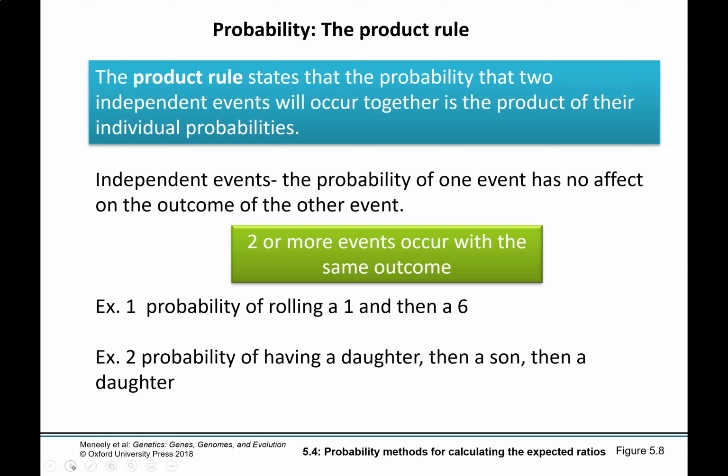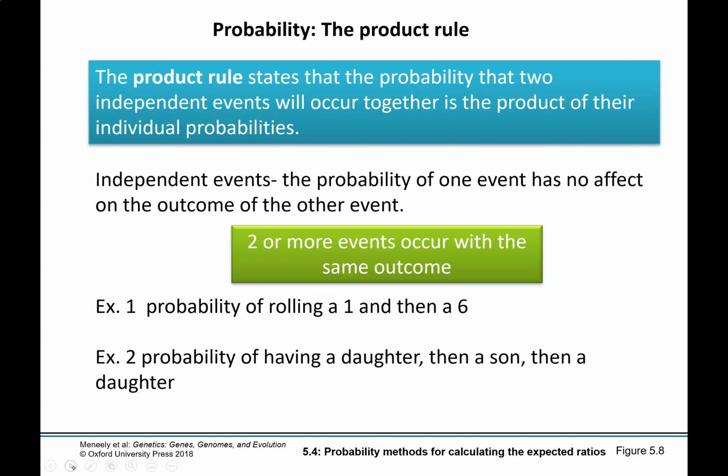So let's talk about 2 rules of probability that we are going to use when we are looking at genetics problems. The first is the product rule, and the product rule says that the probability of 2 independent events, that means that they don't affect the outcome of the other, will occur is the product of their individual probabilities. So independent events means that neither event affects the outcome of the other.